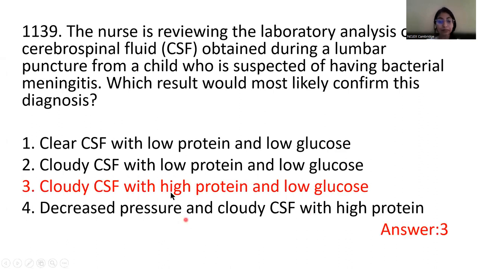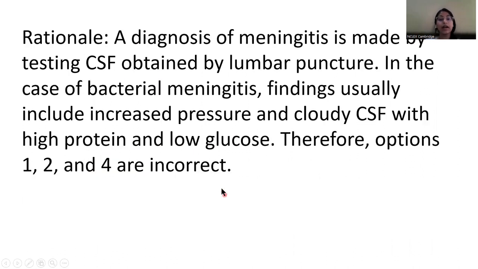Okay, so option four is incorrect because pressure increases in meningitis. Options 1 and 2 are also incorrect because they are claiming low protein, but protein level should be high. So option C is correct. A diagnosis of meningitis is made by testing CSF obtained by lumbar puncture. In the case of bacterial meningitis, findings usually include increased pressure and cloudy CSF with high protein and low glucose. Therefore, the other options are incorrect.